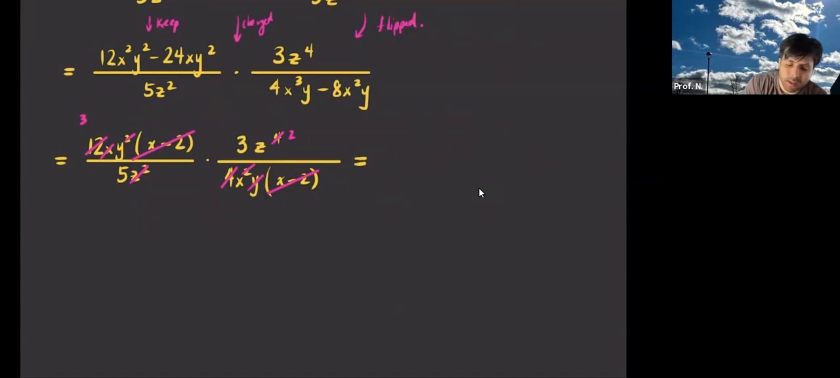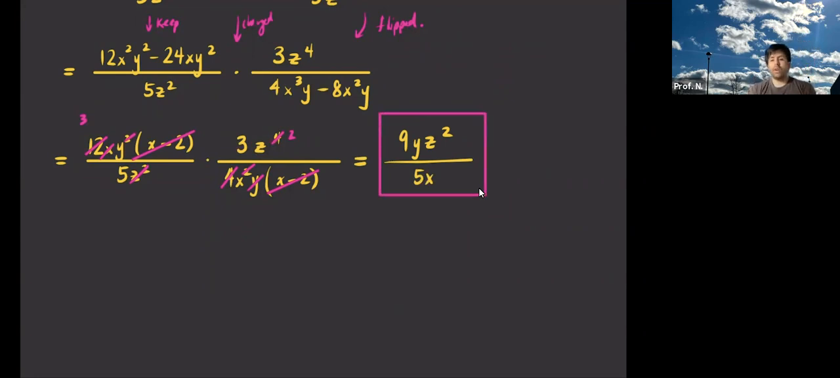Now I multiply everything across, right? I have a 3, I have a y, I have a 3, and I have a z squared. So 3 times 3 is 9. Y is left, and I got z squared. All over, I got 5, I got x. So this is 5x. So 9yz squared over 5x. That should be your final answer.